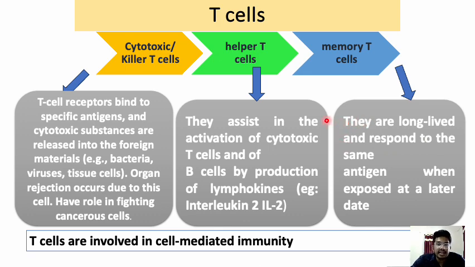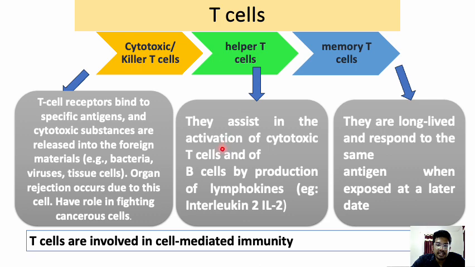Next, let's study a little bit more about T cells and B cells. T cells are of three categories: cytotoxic or the killer T cells, helper T cells, and memory T cells. The cytotoxic T cells' receptors bind to specific antigens, and cytotoxic substances are released into the foreign material, for example bacteria, viruses, and tissue cells. Here it is the cytotoxic T cells which are the cause of organ rejection, and they are also very important in fighting cancerous cells.